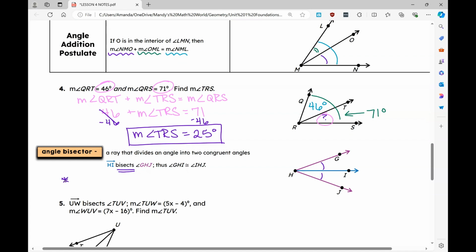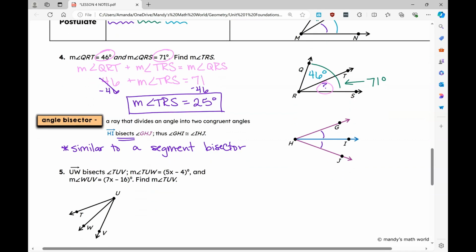Now, this is similar to a segment bisector. You've seen that before. What's a segment bisector? It is a segment that cuts our segment in half, right? And it creates two congruent segments. That's what a segment bisector is. Let's go down to number 5.